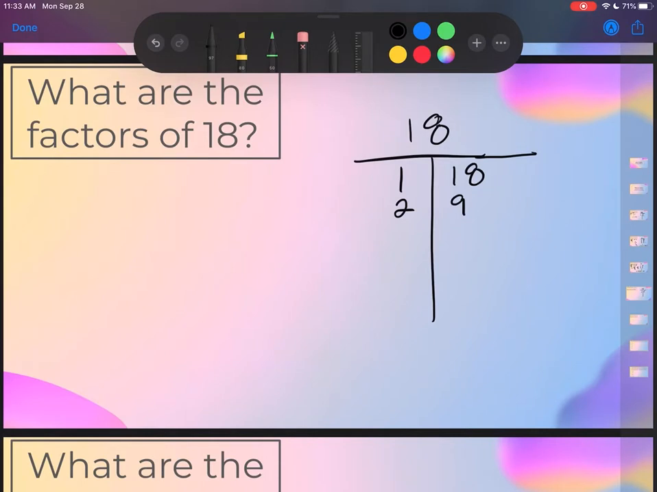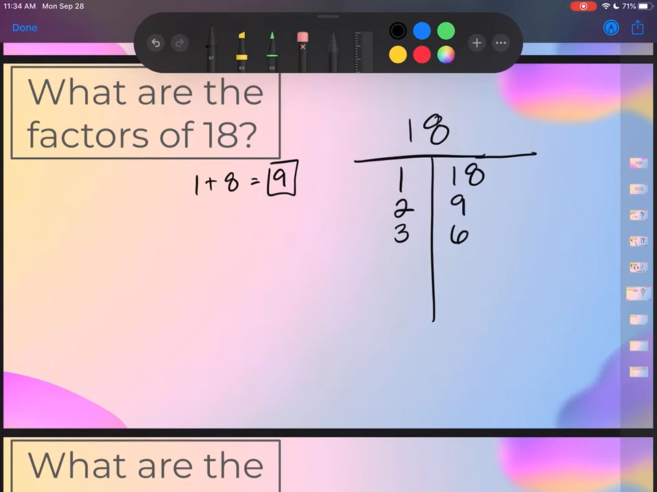Now let's think about 3. In order for a number to be divisible by 3, its digits need to add up to a multiple of 3. You might know if 18 is divisible by 3 based on math facts, but if you're forgetting, you can just add up the digits, right? 1 plus 8 is 9. 9 is a multiple of 3, right? So 18 is going to be divisible by 3. 3 times what is 18? 3 times 6 is 18. Now let's think about 4. If I skip count by 4, do I run into 18? 4, 8, 12, 16, 20. Not quite. So 4 times something is not going to give me 18.